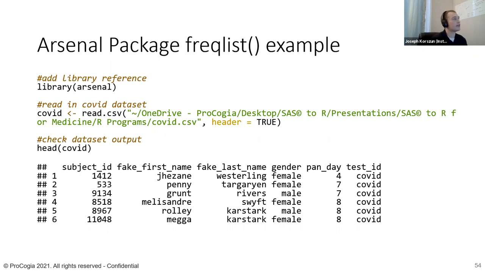So this is the Arsenal package, and this is the freq list example. We just add our library reference there. We read in the data set there. We're checking our data set, right? So this is what it kind of looks like. We've seen the COVID data set a little bit, but mainly what we're focusing on here are those categorical variables that we could potentially use.